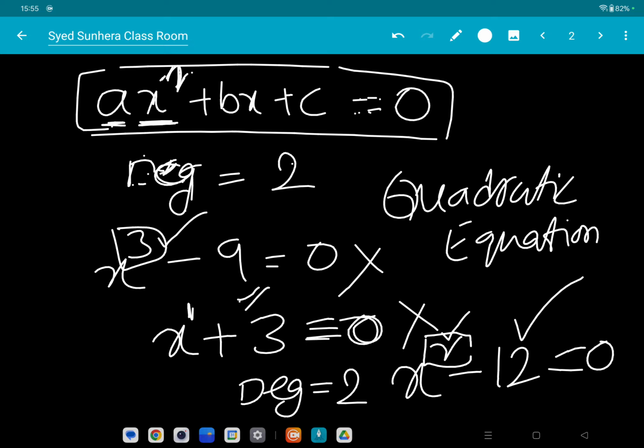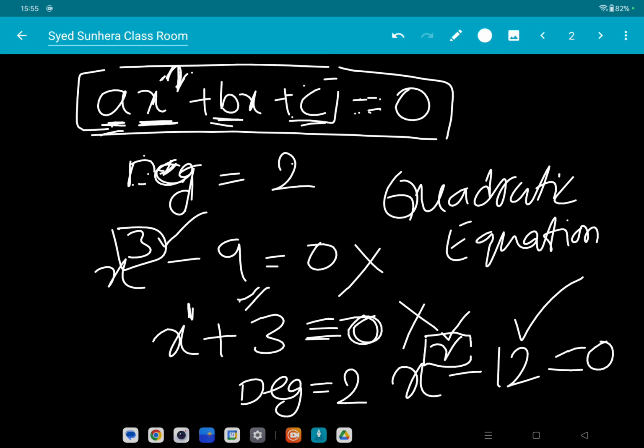And a is the coefficient of x square, b is the coefficient of x, and c is the constant. So we need to remember all these things, because these a, b, c are the coefficients and they will be in our usage in the next topics as well. Now we will see some examples of whether they are quadratic polynomials or quadratic equations or not.